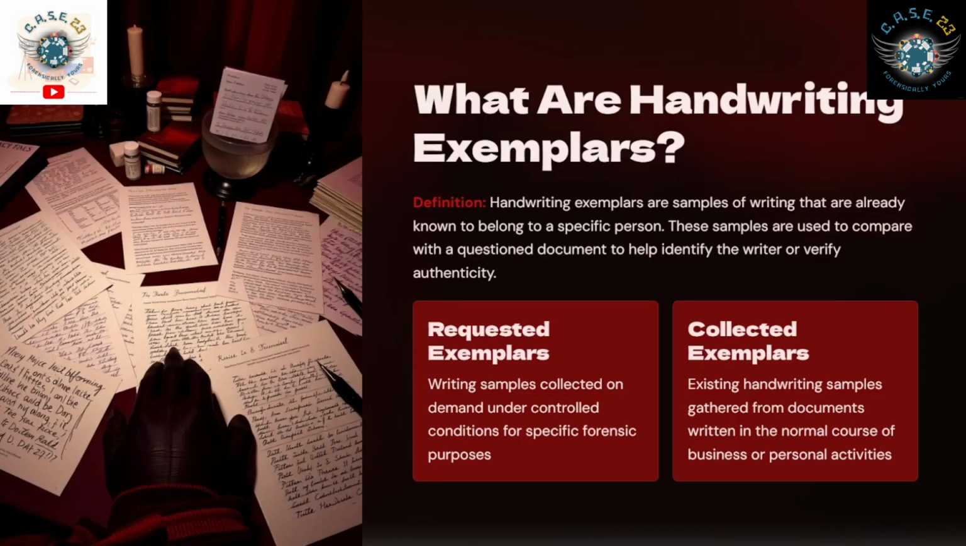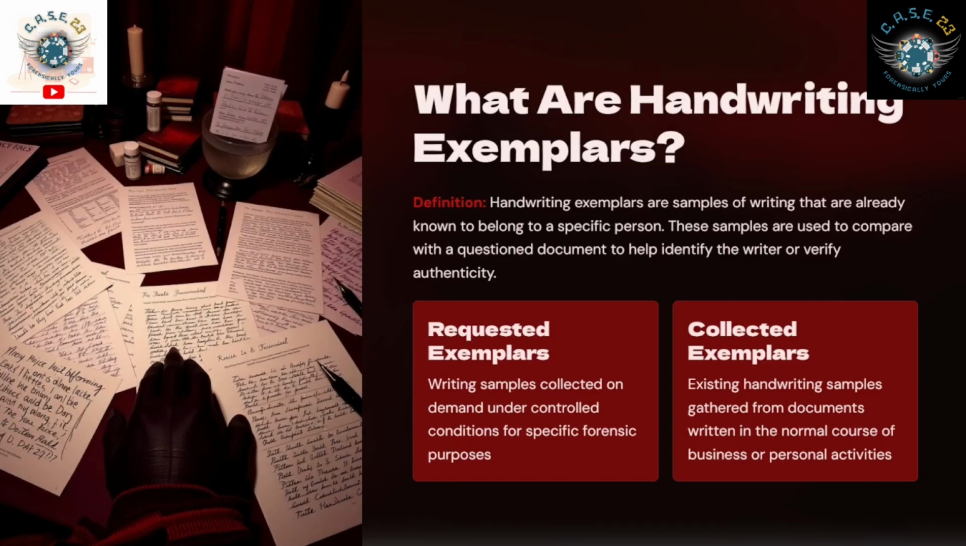Let's say someone is suspected of writing a fake signature. They will be asked to write certain words or sentences under controlled conditions. This way, examiners can make a proper and reliable comparison. The next type is collected exemplars. These are samples that already exist, like old notebooks, forms, applications, greeting cards, or even signed receipts. Basically, anything the person wrote during their day to day life without knowing it would be used in an investigation.